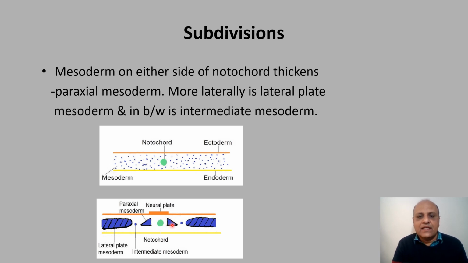More laterally is the lateral plate mesoderm. This one is the lateral plate mesoderm, and in between is intermediate mesoderm. So students, what happens is that these blue dots which represent the mesoderm, the thickening takes place, and we have now got from medial to lateral side paraxial mesoderm, intermediate mesoderm and lateral plate mesoderm.